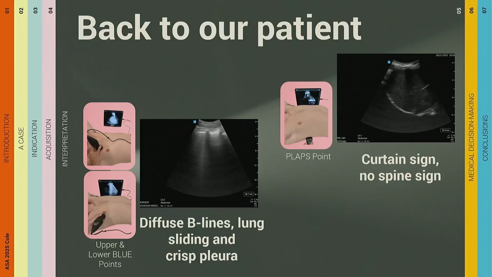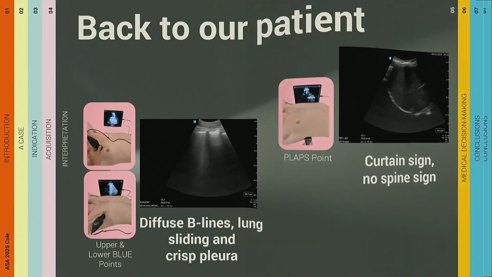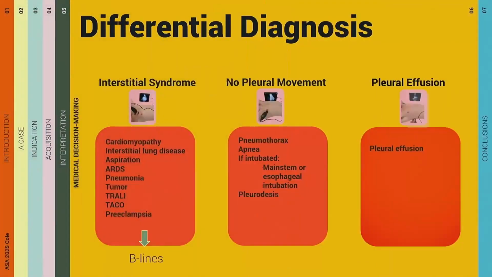Okay, so if we go back to our patient, let's say, for example, that we scan her anteriorly. We can see B-lines everywhere, nice lung sliding everywhere, and crisp pleura. Then we go to the PLAPS point, and we do see a curtain sign. We see no spine sign, no pleural effusion. So what do we have? Well, we saw the B-lines.